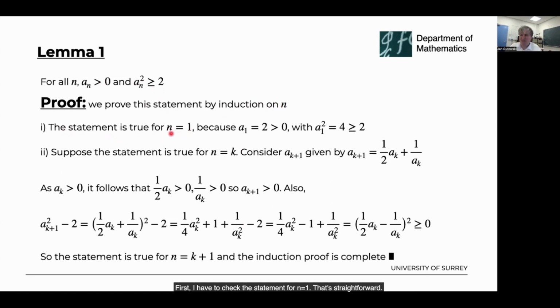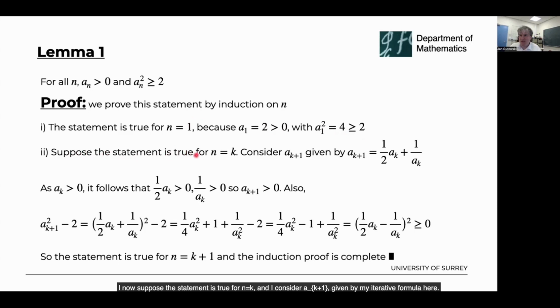First, I have to check the statement for n equal to 1. That's straightforward. I know that a1 is equal to 2. 2 is greater than 0, so this is fine for n equal to 1. And a1 squared is equal to 2 squared, which is 4, which is strictly greater than 2. So it's certainly greater than or equal to 2. So the statement is true for n equal to 1.